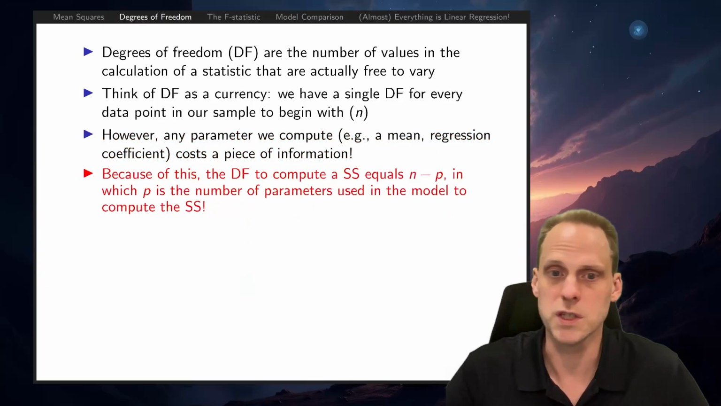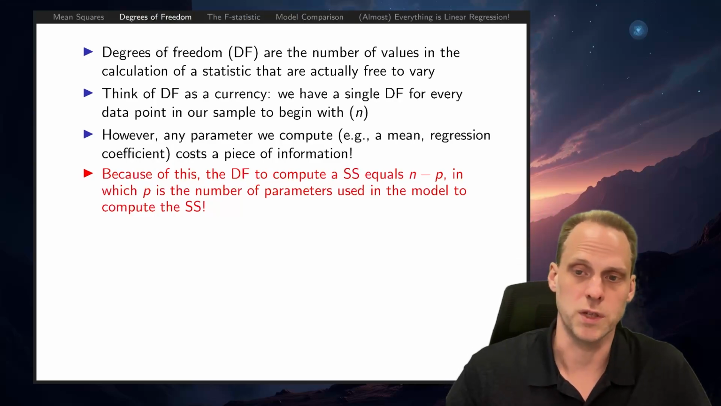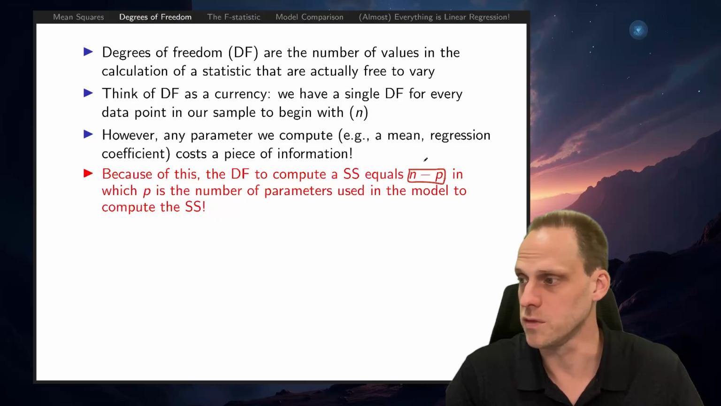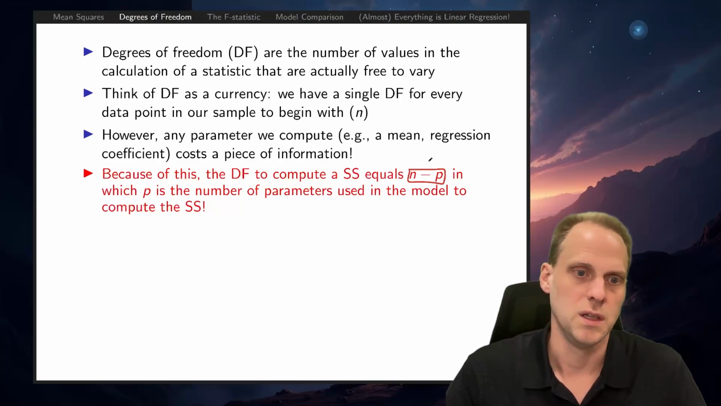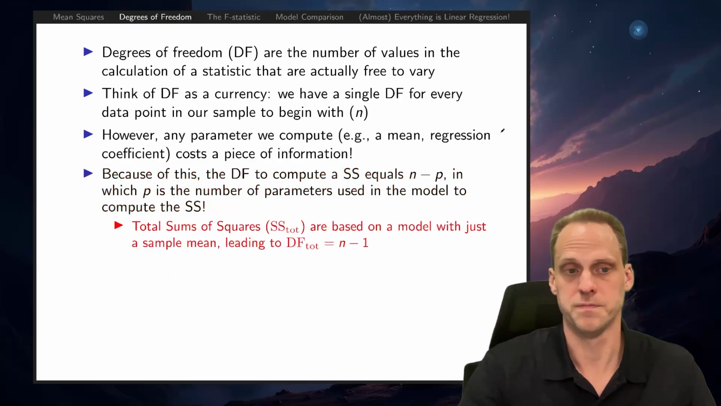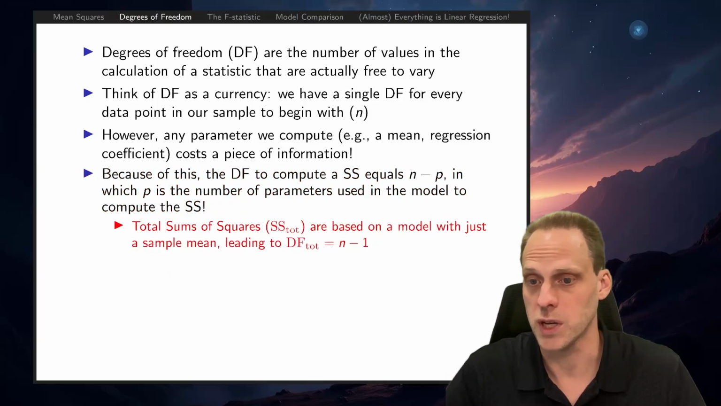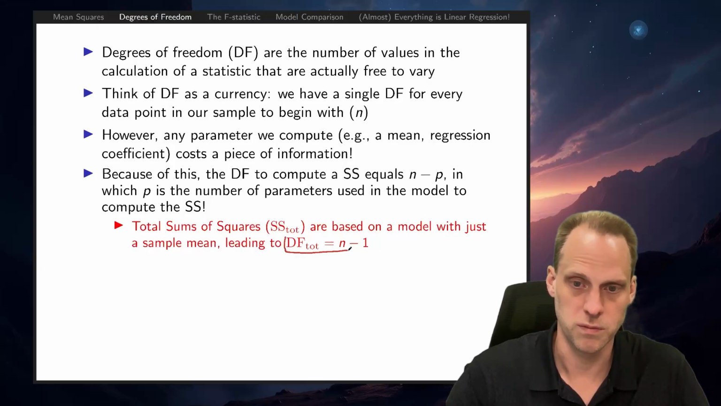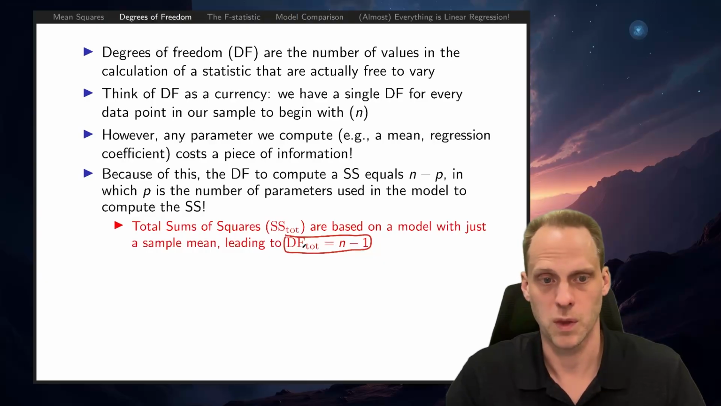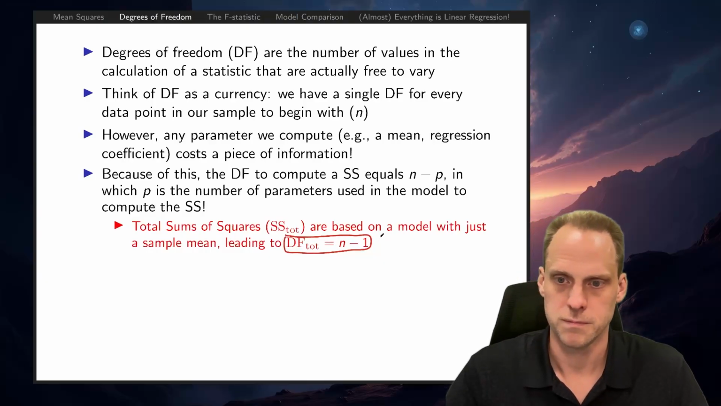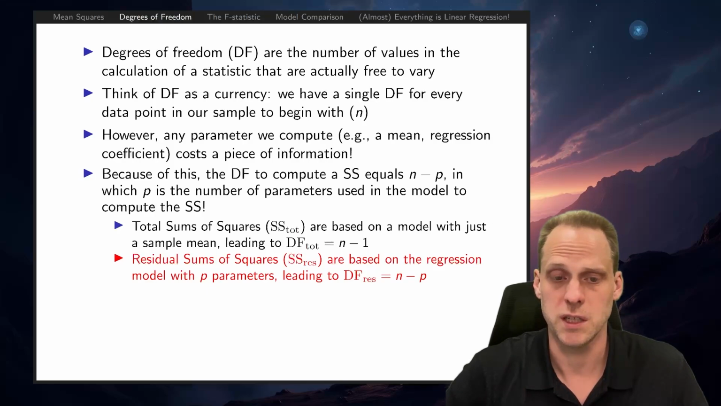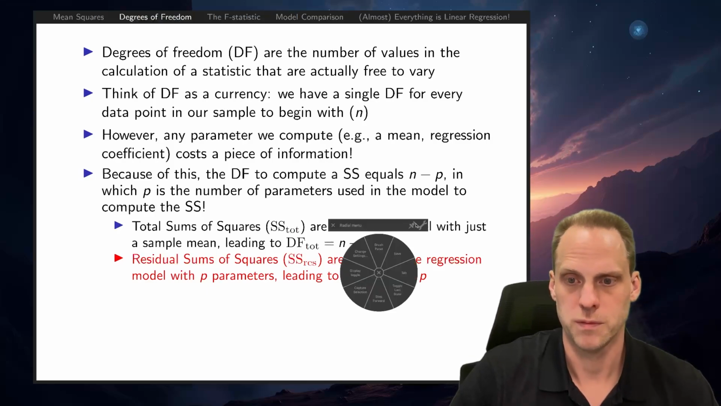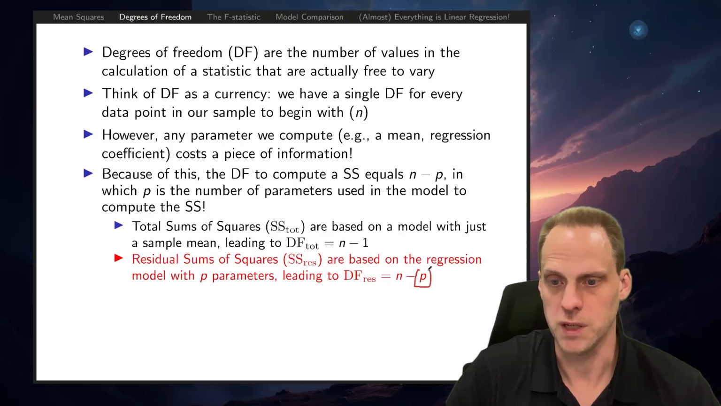Because of this, the degrees of freedom to compute the sums of squares equals n minus p. Basically, every parameter costs one piece of information on the variance, in which p is the number of parameters used in the model. So the total sums of squares are based on a model with just a sample mean, a very simple model. That means that the degrees of freedom of the total model is n minus 1. The residual sums of squares are based on all regression parameters. So you have more than 1, you have p, so you have n minus p.